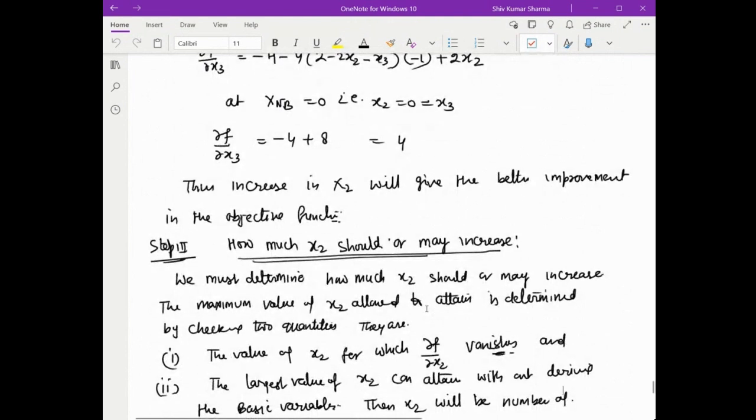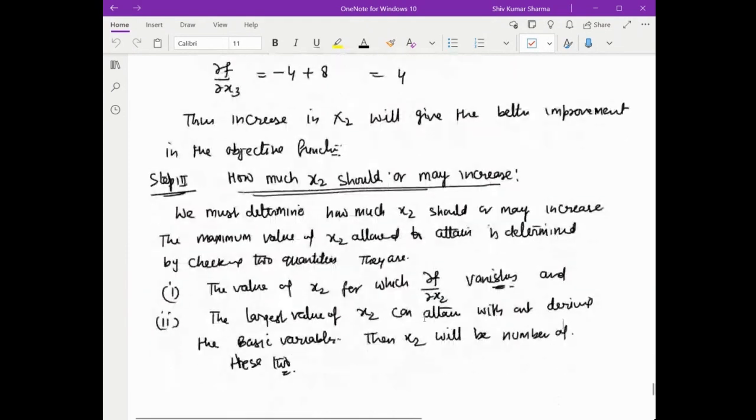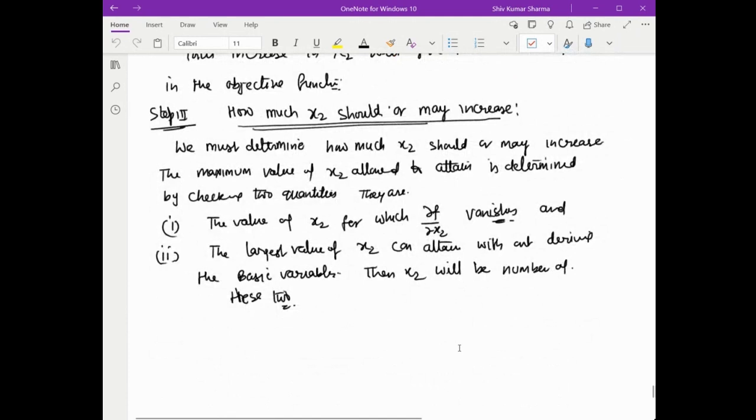So we determine how much x2 should or may increase. For calculating, that means the value of x2 for which del f upon del x2 vanishes, and the largest value x2 can attain without driving the basic variables negative. Then x2 will be the minimum of these two.